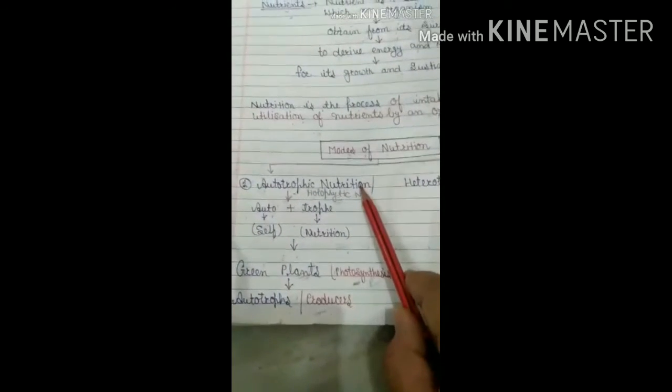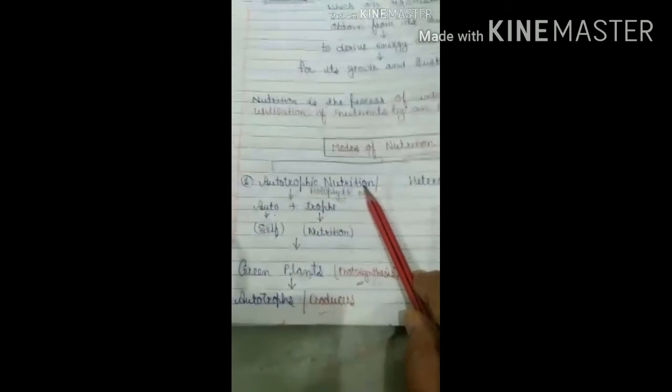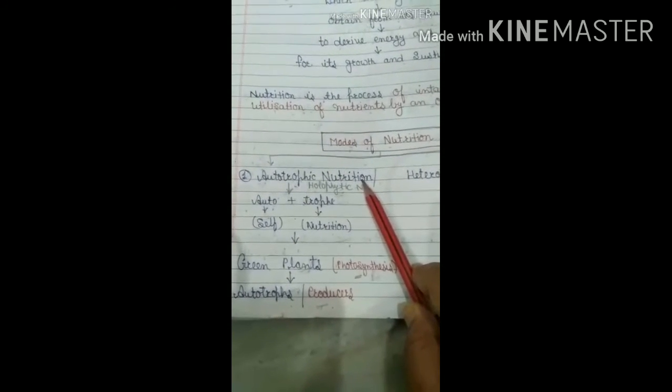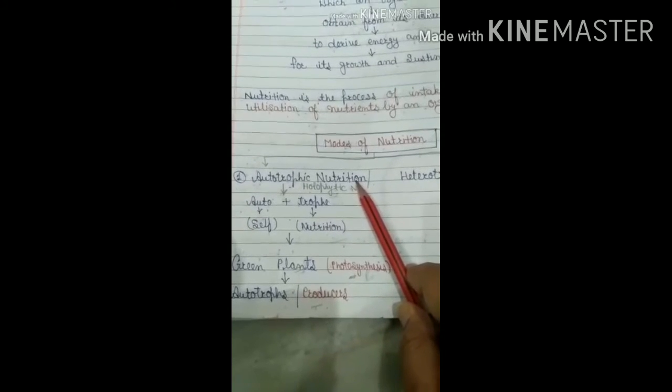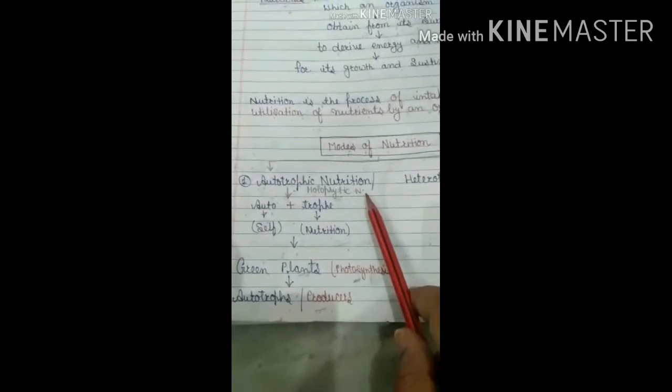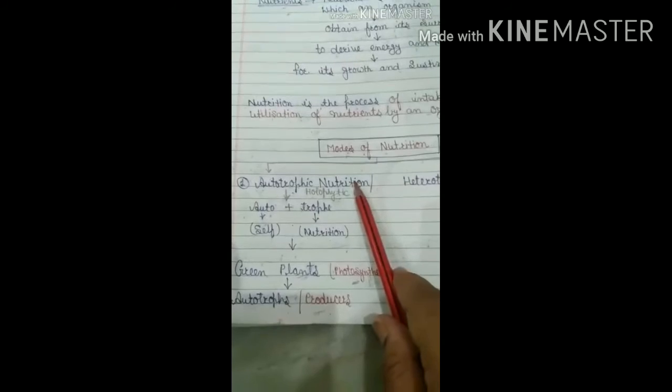Modes of nutrition. Green plants can produce their food themselves, whereas non-green plants and animals depend upon green plants and other animals for their food. On the basis of this, there are two modes of nutrition: autotrophic nutrition and heterotrophic nutrition.